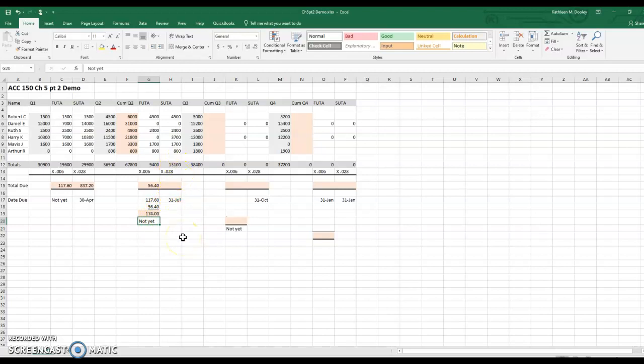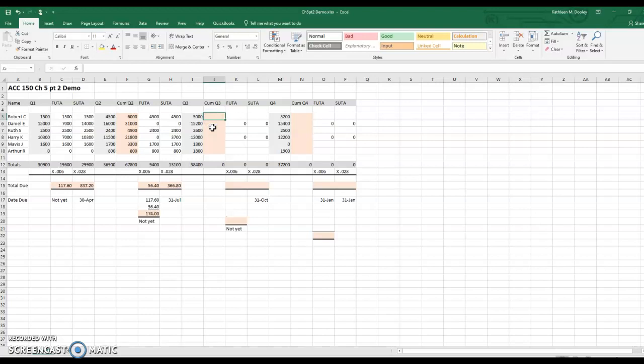Now for SUTA, we have 13,100 times 0.028, and that's 366.80. And that is due on July 31st.